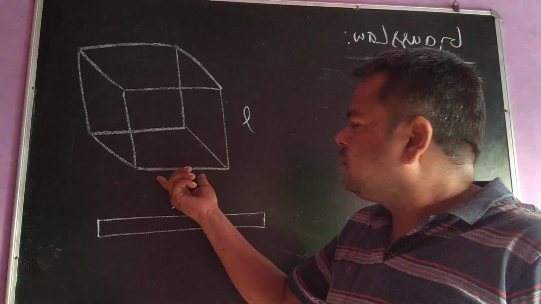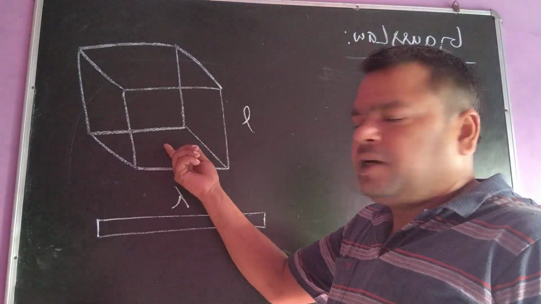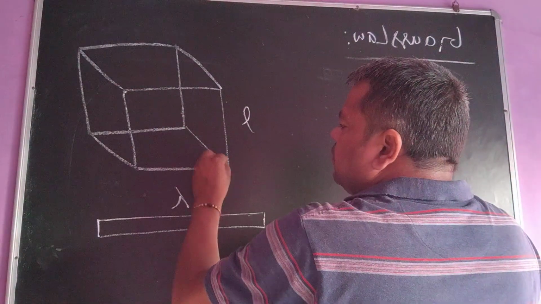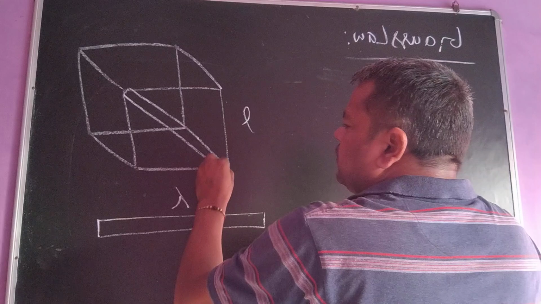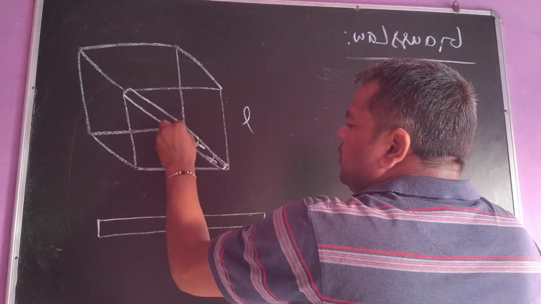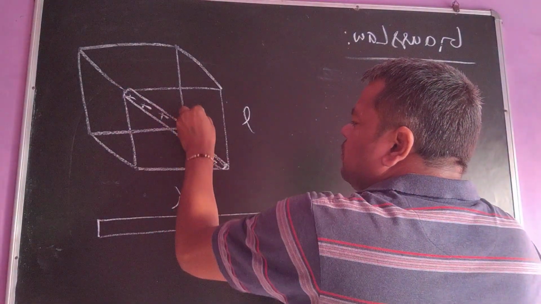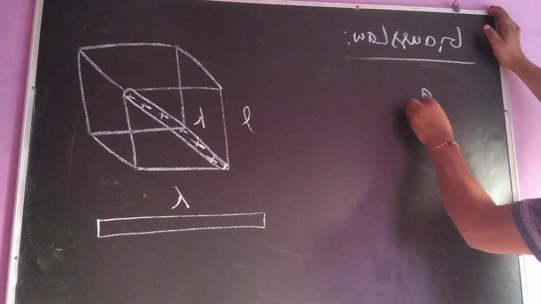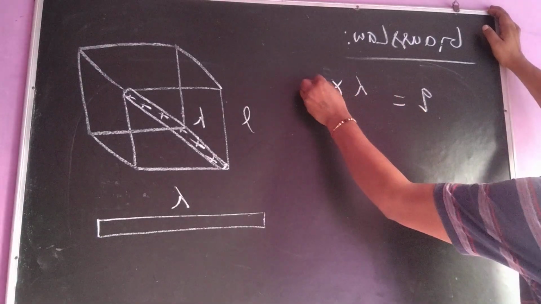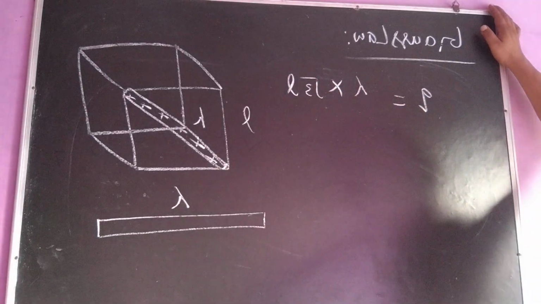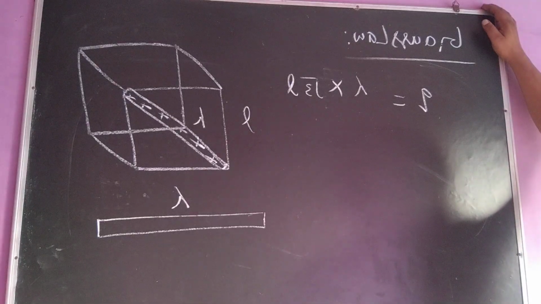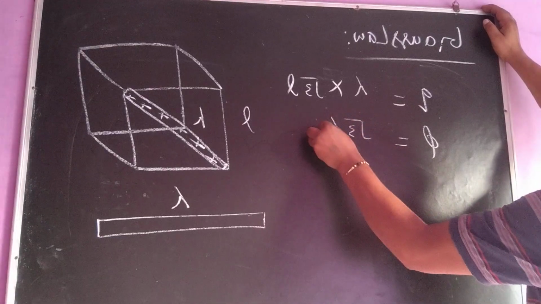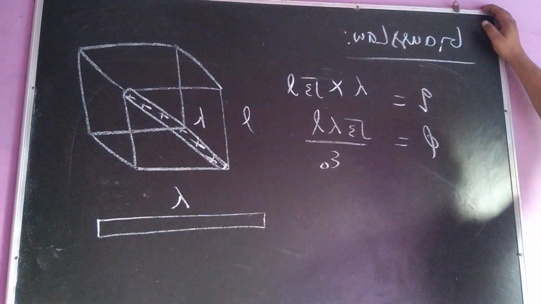So for maximum flux, this rod should be kept along the body diagonal, from this point to this point. So we will keep this rod like this, and the rod has linear charge density lambda. So what will be the maximum length of this rod? Q is lambda into root 3 L, because the body diagonal will have the length root 3 L. So the net flux will be root 3 lambda L upon epsilon naught.